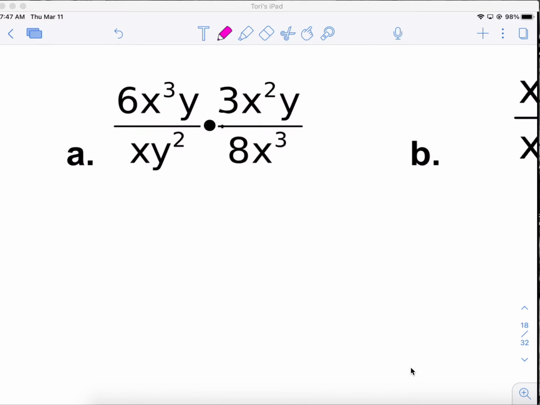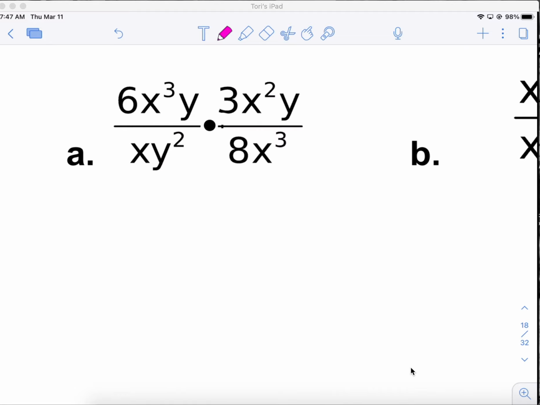Problem A, first thing we're going to do is factor everything that we have and put it all together. There's no real factoring going on in this problem because it's just a monomial over a monomial and a monomial over a monomial. There's no plus, no minus. So here's what I would do. I would multiply across everything together and then see what you can eliminate.